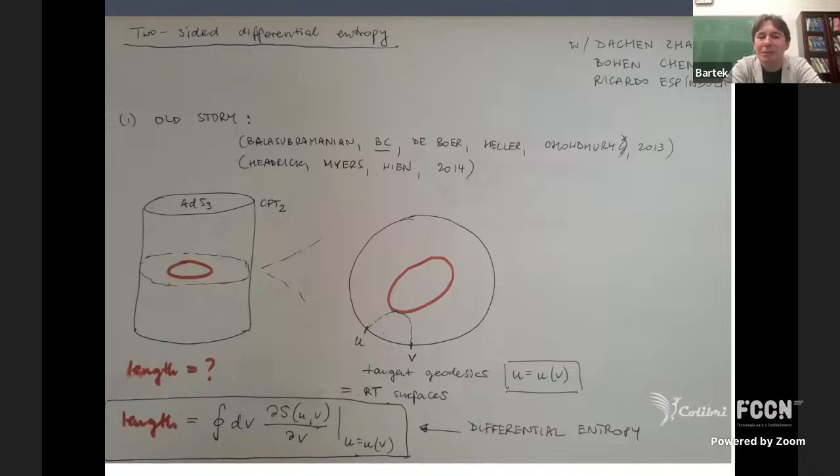So now it becomes natural to ask, well, what about non-geodesic curves? What if I have a curve which is not a geodesic? Can I compute its length in the bulk of AdS from the CFT perspective? And if so, how do I do it?